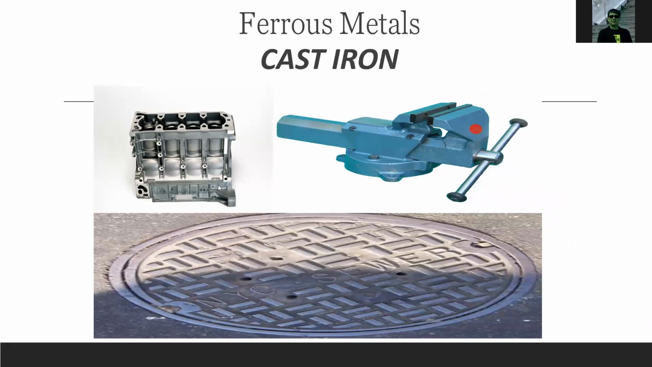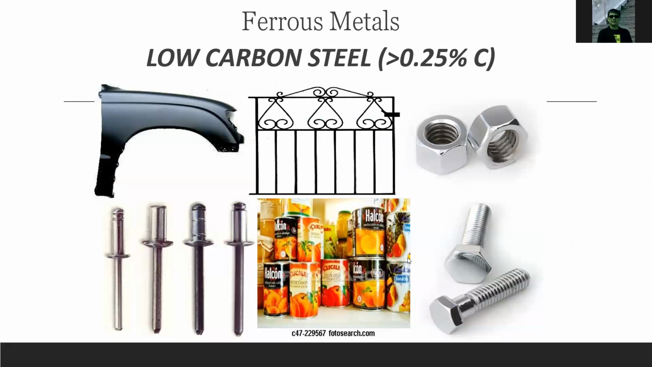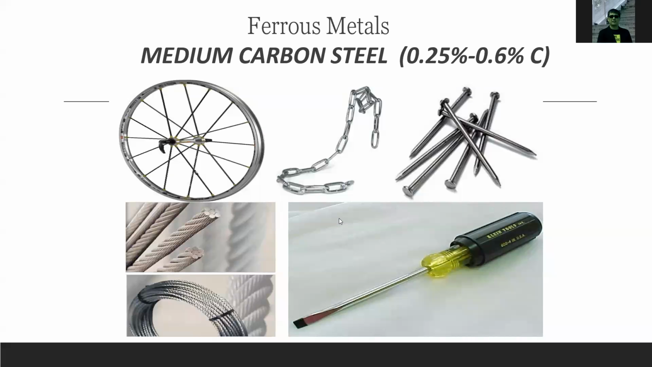Used for engine blocks, drainage covers. The low carbon steel is used for grills, for nuts, for certain kinds of cans, for body parts, body parts of the car or vehicle.